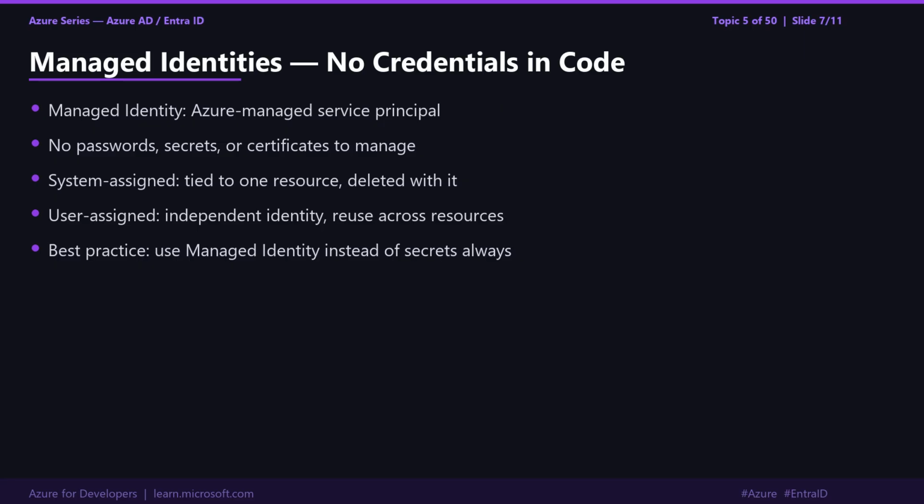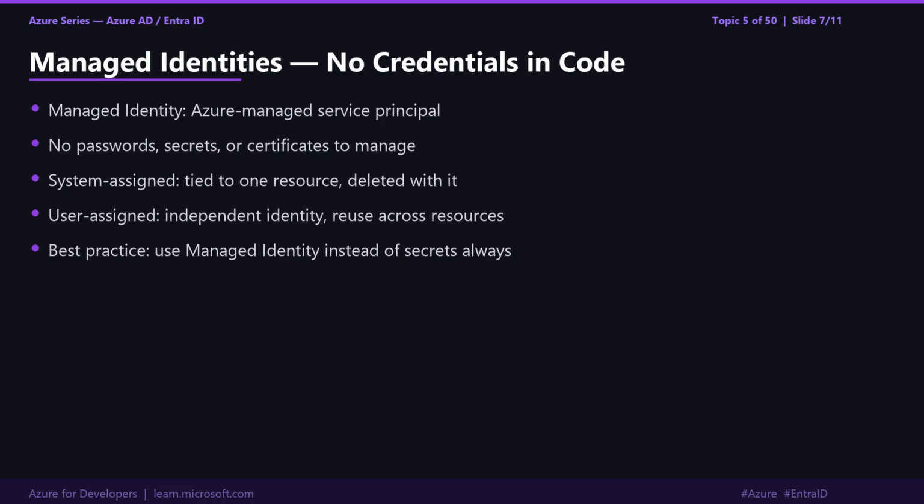You enable a managed identity on your Azure resource, say your app service or your virtual machine. Azure automatically creates a service principal for it and manages all the credentials internally. You never see a password. You never store a secret. You never rotate anything. Then you grant that managed identity the appropriate RBAC role on the resource it needs to access. Your code uses the Azure SDK to request a token for the managed identity, and Azure handles everything behind the scenes.